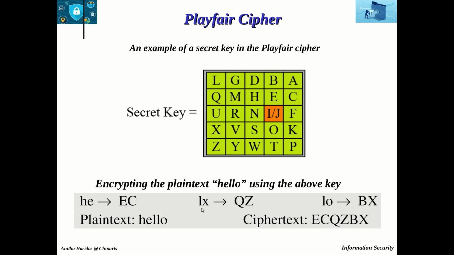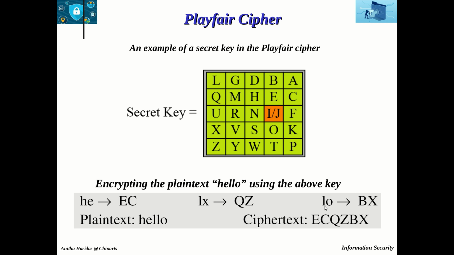And the next one is LX. So you can see L and X are on the same column. If it is in the same column, what do we do? We will take the letter below. So L will be replaced by Q and X will be replaced by Z.